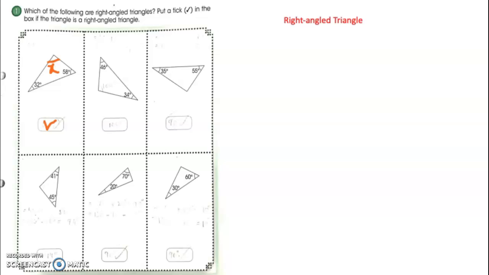Today I'm starting another topic, right angle triangles. I will do some revision on this, and we'll start doing some questions. Now look at this one.